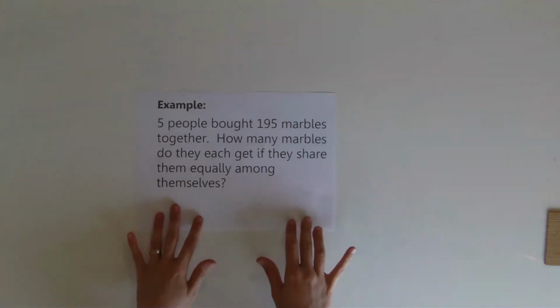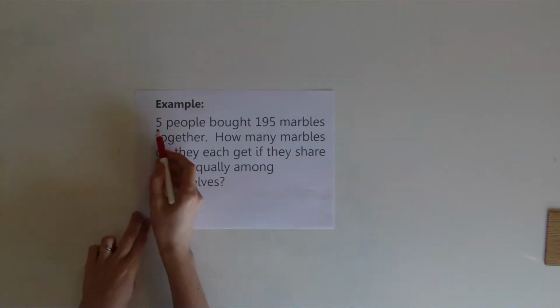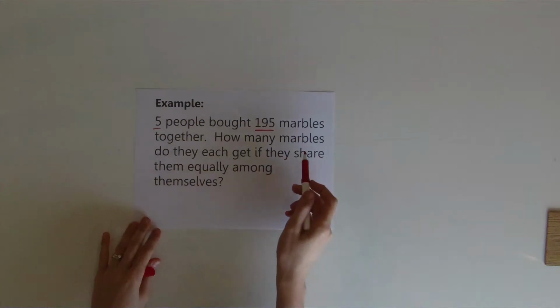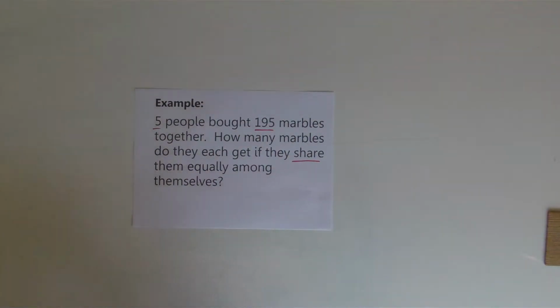Going to look at an example story here. It says that 5 people bought 195 marbles together. So they went to the shops and bought them together, 195. How many marbles do they each get if they share them equally among themselves?